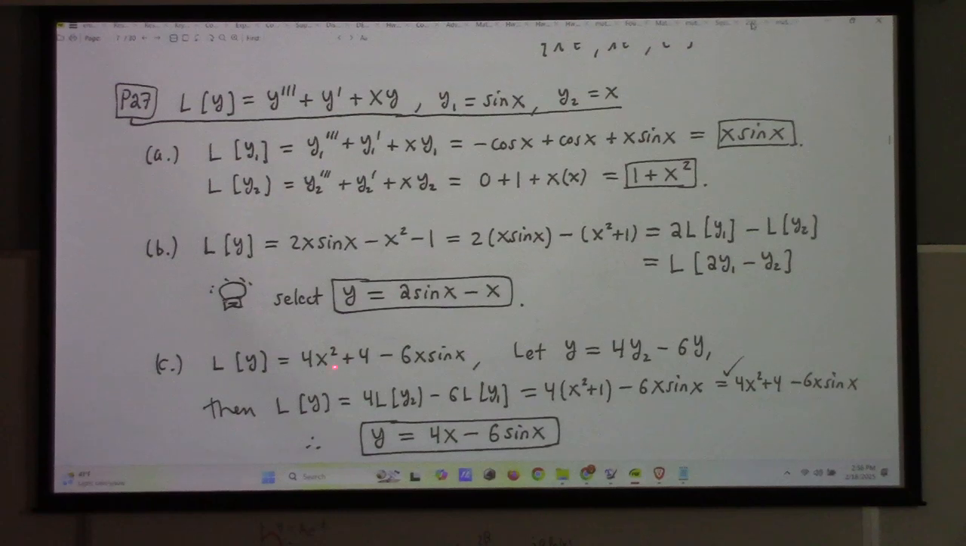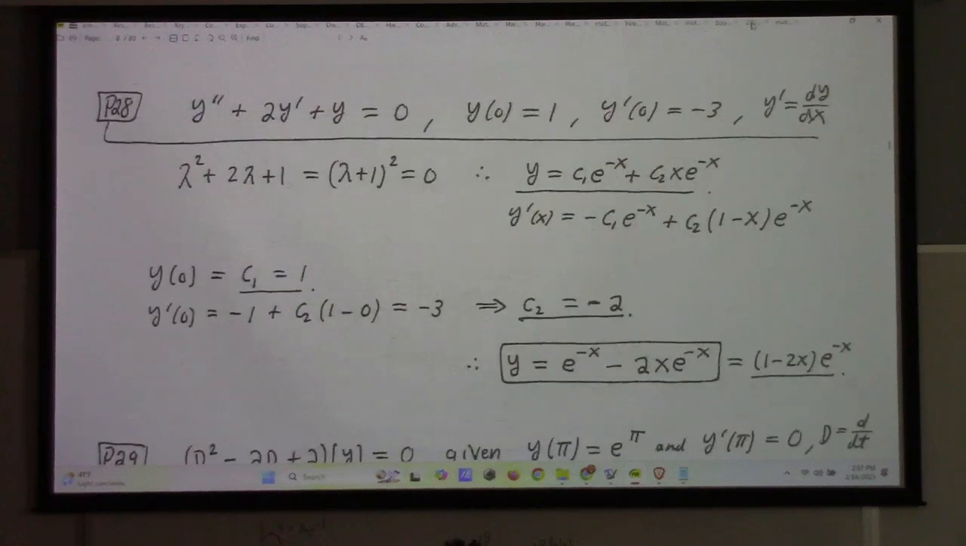And down here, I have 4 times the y2 output, and I've got minus 6 times the y1 output. So that stands to reason I can use 4 times the y2 minus 6 times the y1, and that will give me the desired outcome. Let me skip to the end of this.